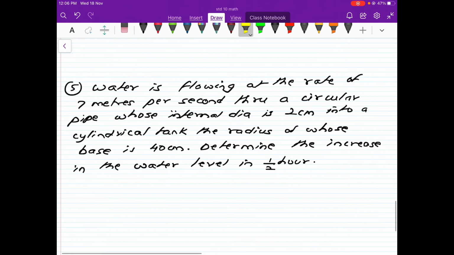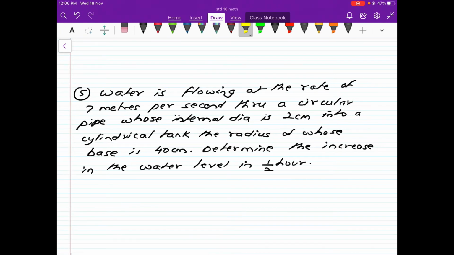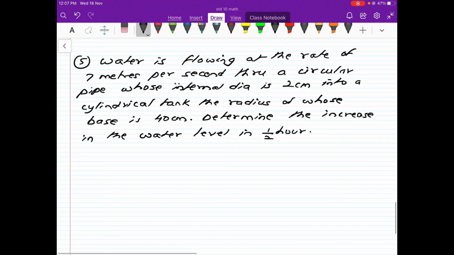So now we'll go for this fifth sum. Now water is flowing at the rate of 7 meters per second through a circular pipe whose internal diameter is 2 centimeters. It is flowing into a big cylindrical tank, the radius of whose base is 40 centimeters. So it is flowing into a tank. Now we have to find the increase in the water level in half an hour. So when it is filling up, it is forming a cylinder. So what we have to find? We have to find just the height of the cylinder. So this is all that sum is about.